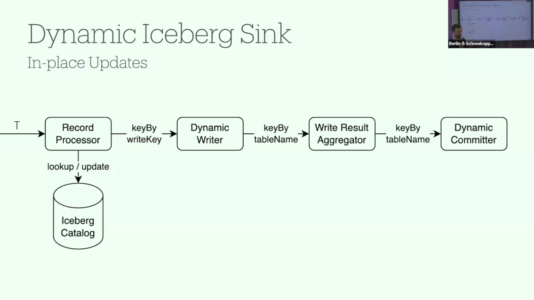And because you have multiple tables that you're writing to, you need to distribute the data somehow in the cluster, and you do this by a write key. We will take a look at how the write key is generated. In the end you just key by table name, so you end up in a single worker where you do your aggregation and committing. And because we continuously need to interact with the Iceberg catalog, not only at job start, we maintain a connection here to the catalog.